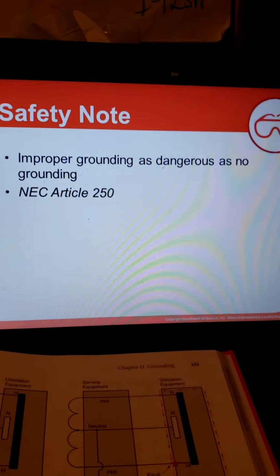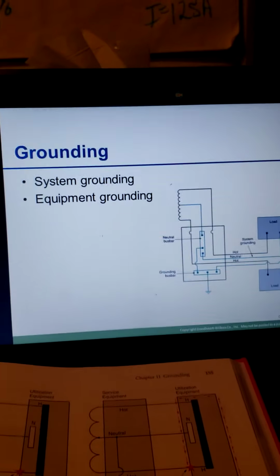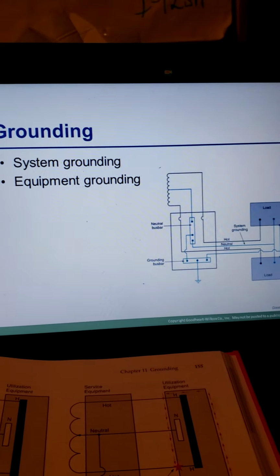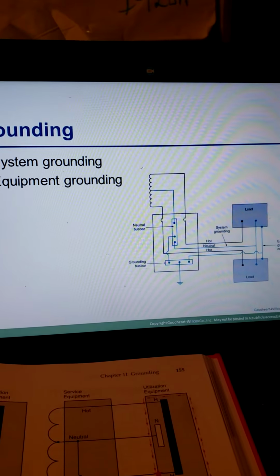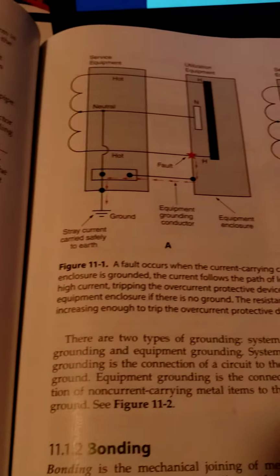Improper grounding is as dangerous as no grounding. See Article 250. Grounding eliminates currents from traveling through non-current carrying components of electrical systems. See Figure 11.1. Okay, not the one on the board, but the one in your book.